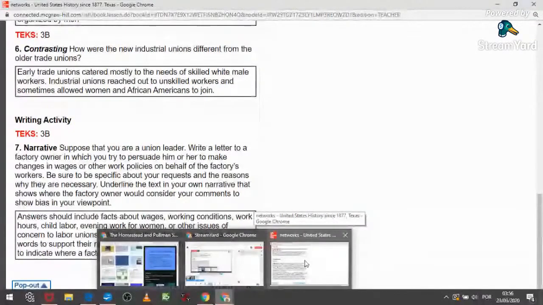The trade unions were for skilled laborers like electricians, people that knew how to do something that you have to kind of go to school to learn. Unskilled labor is like a janitor, maybe, somebody where it doesn't take that much to learn what to do. But the industrial union said, hey, we need to protect these people also.